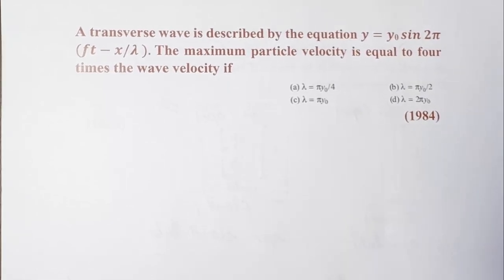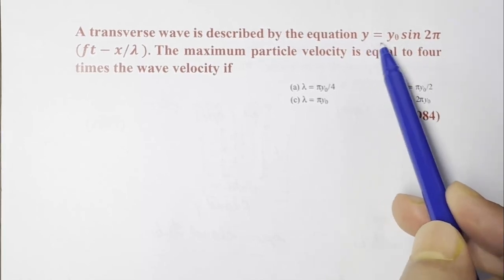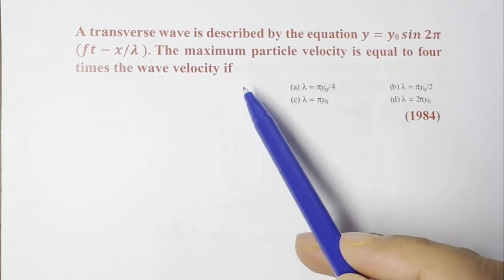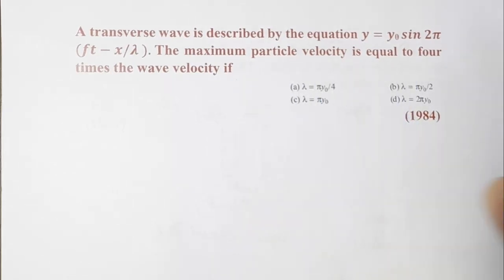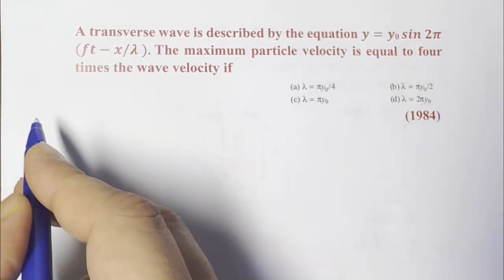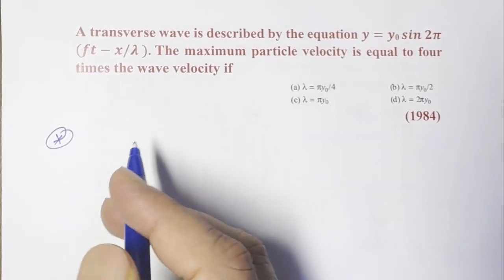So this question is quite straightforward. We already know that the particle velocity will be equal to the derivative of this position equation, and the relationship between the particle velocity and wave velocity is given, that is 4 times. So we are going to use that relationship and get the final answer between lambda and y naught. We are going to start with the equation that is given to us.